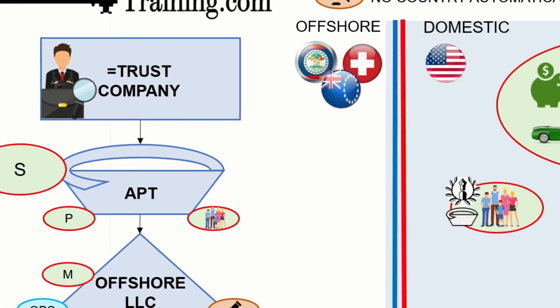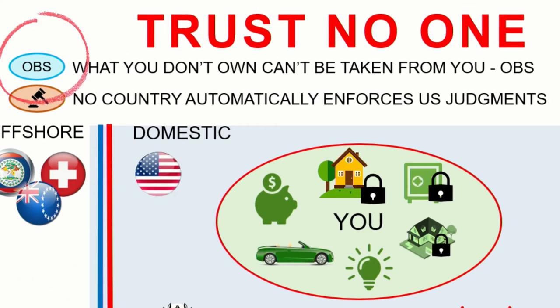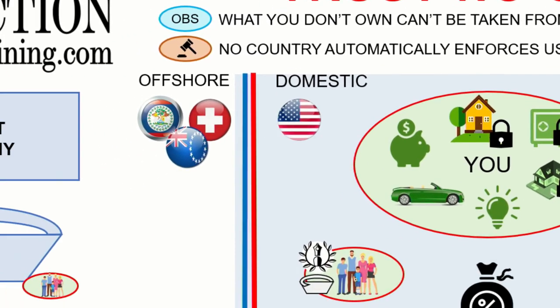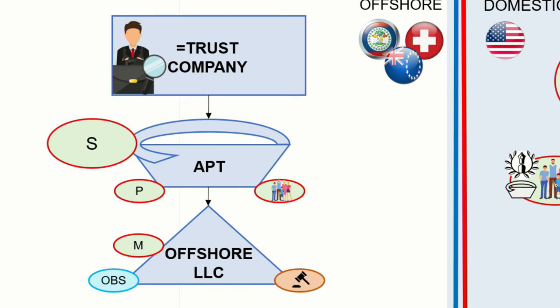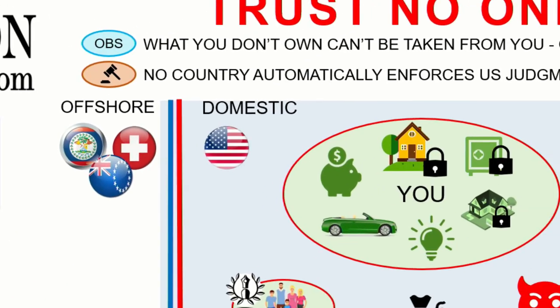If it's off your balance sheet, you have that little blue marking available. You want it off your balance sheet. Anything in the trust is off your balance sheet. But the trouble is, if you put it in the asset protection trust, the trust company has control of it. The trust company can touch it.